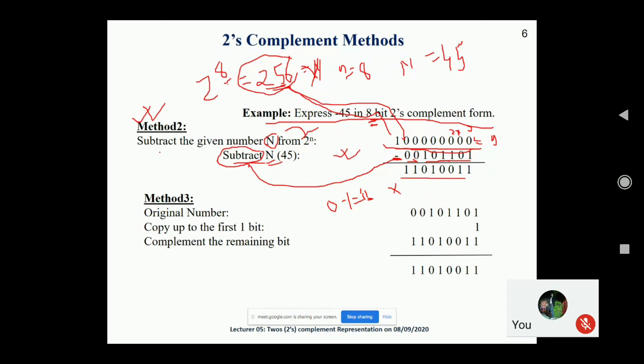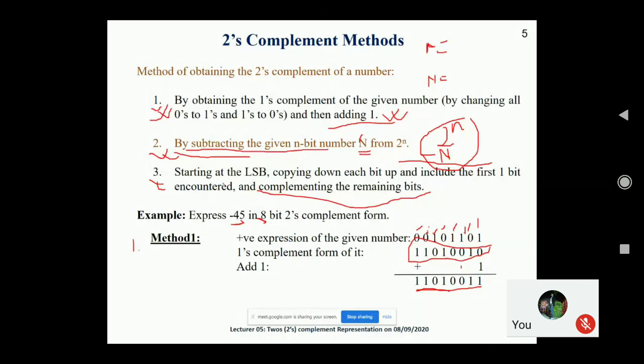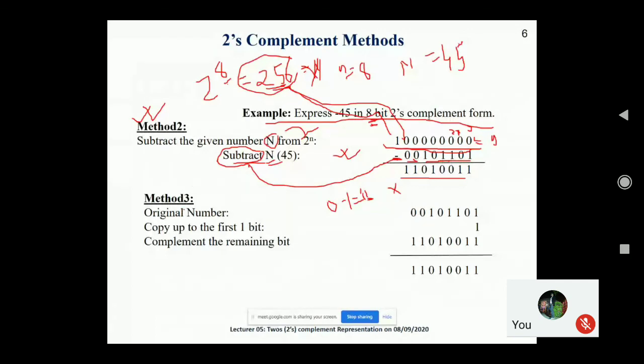Method 3 says that starting at the LSB, copy down each bit up to and including the first 1 bit encountered. When the 1 bit is encountered, the remaining bits you just complement. That's all. See how the same example we are using with the third method. See here, the original number is 45.